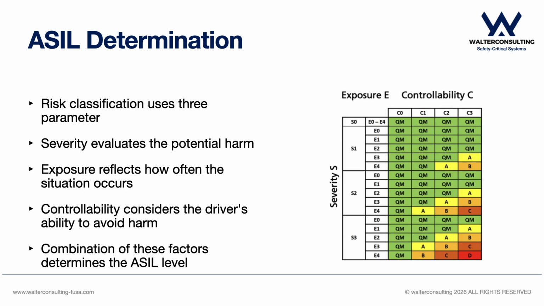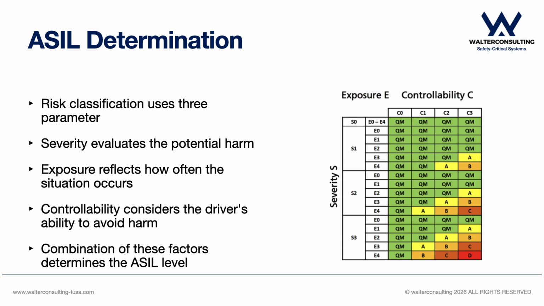The ASIL classification is determined using 3 parameters. The first parameter is severity, which describes how serious the potential harm could be. For example, minor injuries would represent a lower severity than life-threatening injuries. The second parameter is exposure. This describes how frequently the operational situation may occur. The third parameter is controllability. This refers to the ability of the driver or other road users to avoid the hazardous event.